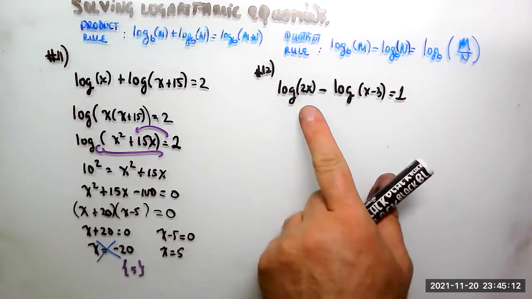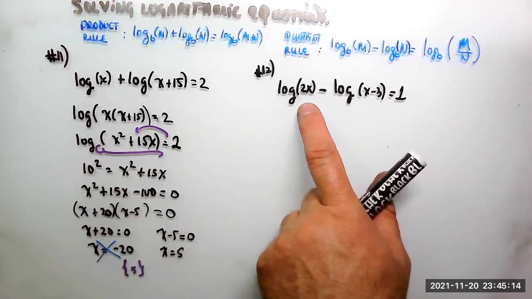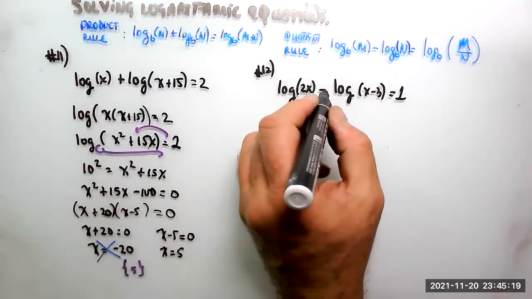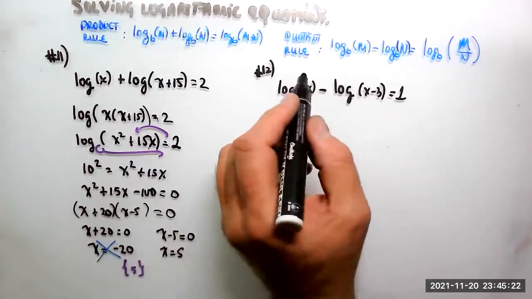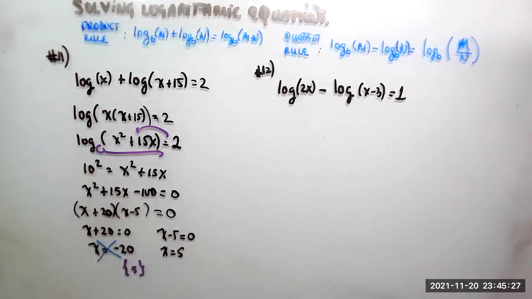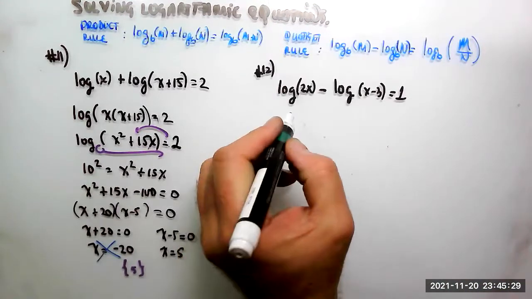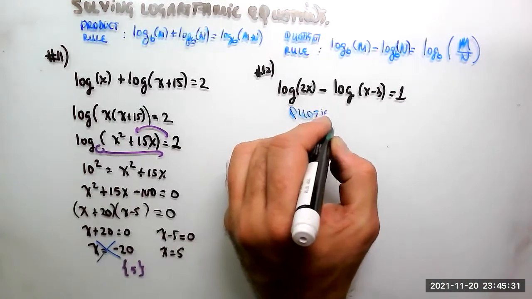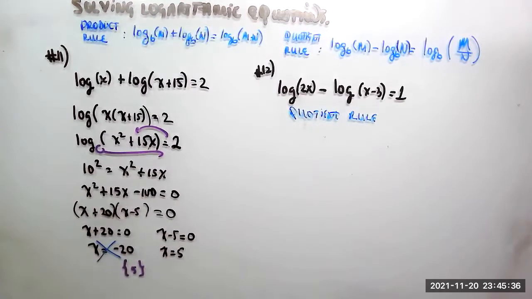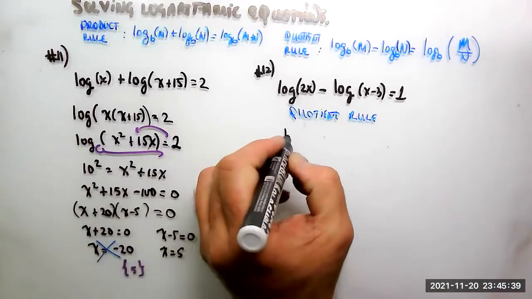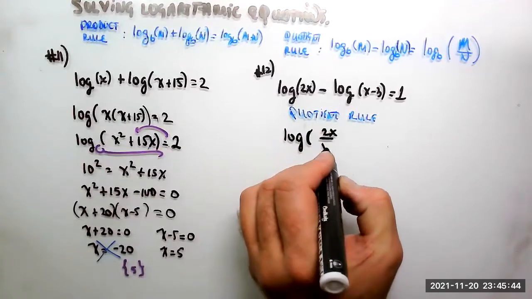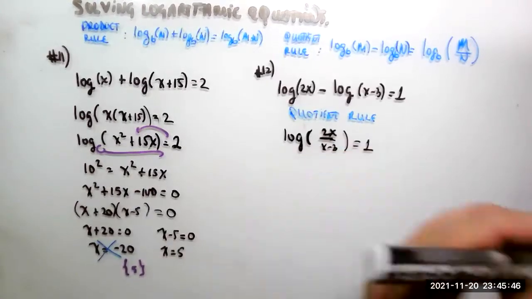Let's work on this one. Log base 10 of 2x minus log base 10 of x minus 3 equals 1. When we are in a difference with the same base, we can use the quotient rule to condense, to collapse these two. So therefore, what do I have? Log of 2x over x minus 3 equals 1.